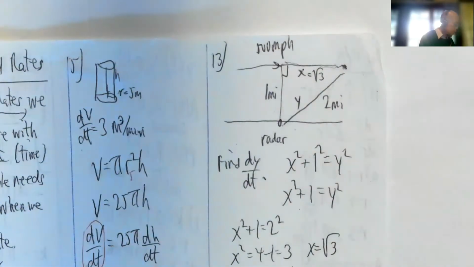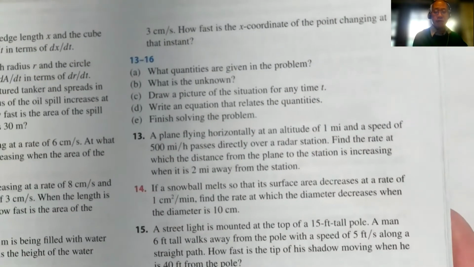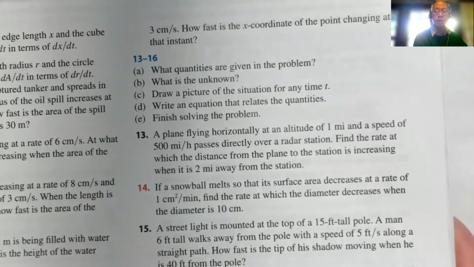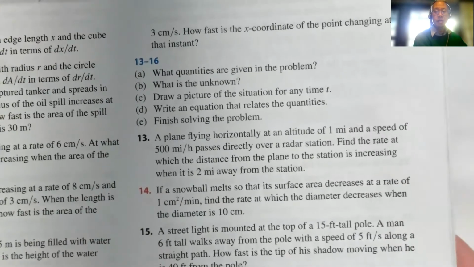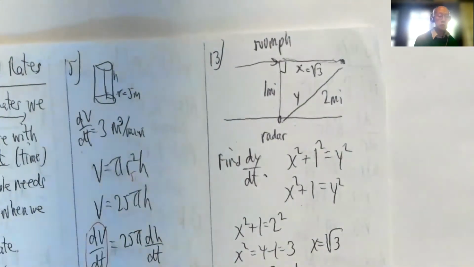Okay, here is 13. A plane flying horizontally at an altitude of 1 mile and a speed of 500 miles per hour passes directly over a radar station. Find the rate at which the distance from the plane to the station is increasing when it is 2 miles away from the station. So here's the picture.